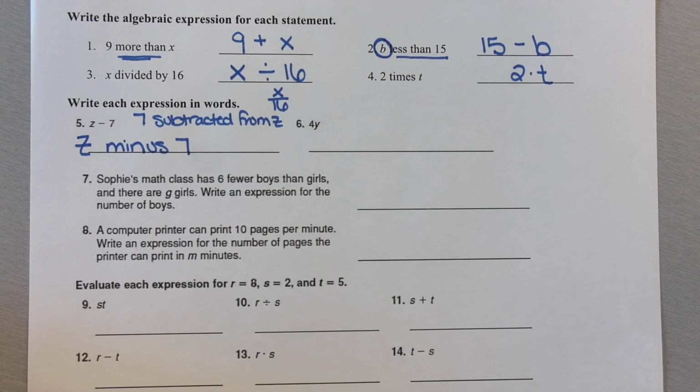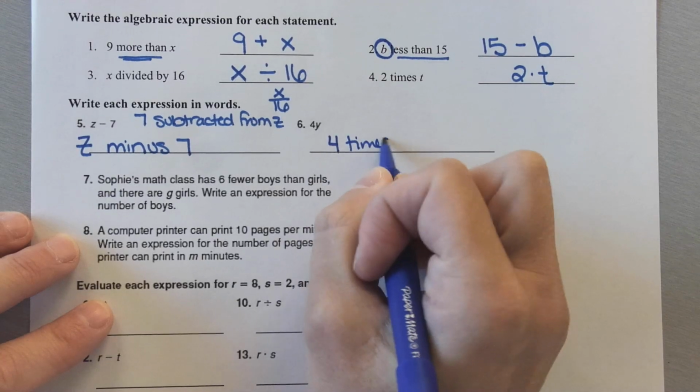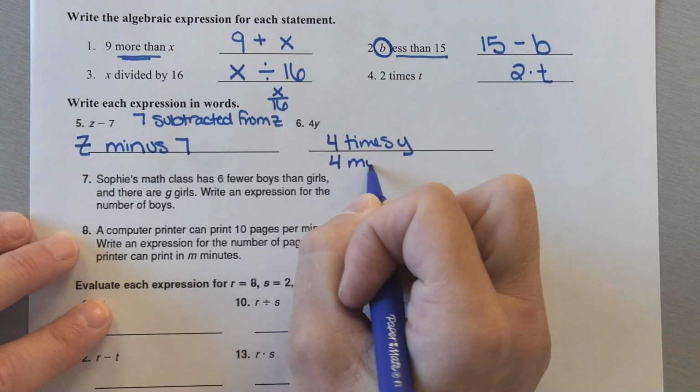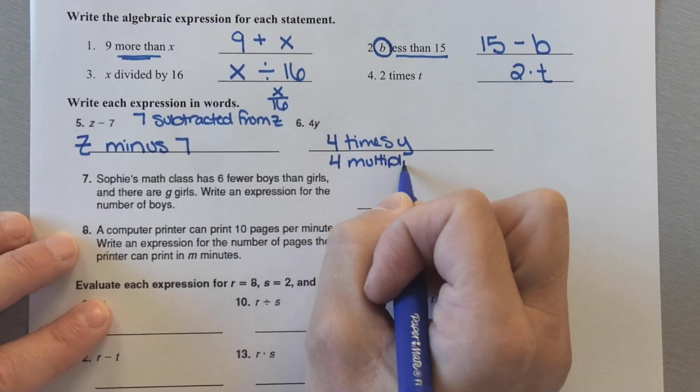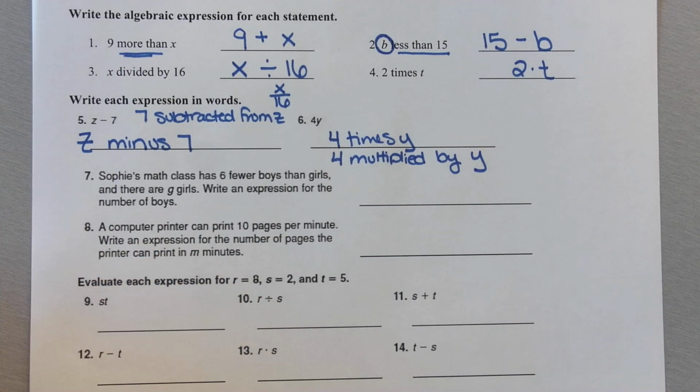Number 6, what's the way I could write that? 4 times y. Would I get full credit if I said 4 multiplied by y? What do you think? Yep, I agree. So times, multiplied by, remember we have words that mean the same thing. If we were in English class, I'd tell you those are synonyms.